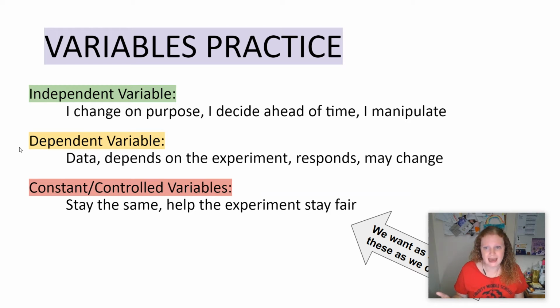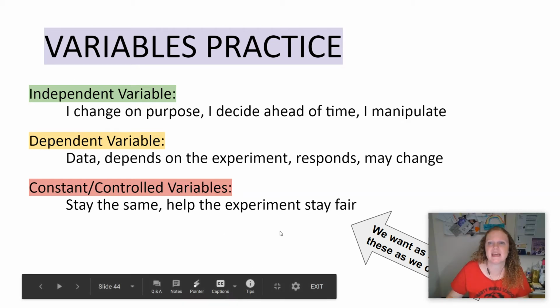The dependent variable is the data that you take. You're not sure what's going to happen. It depends on the independent variable in the experiment. It responds to the independent variable. The constant variables or controlled variables are the things that stay the same as much as you can do it. It helps the experiment stay fair. And if you can't do it because you're studying humans, then you can just study a lot more humans so that the constant variables can be discounted or show how they can stay out of play. And we want as many of those as we can get.